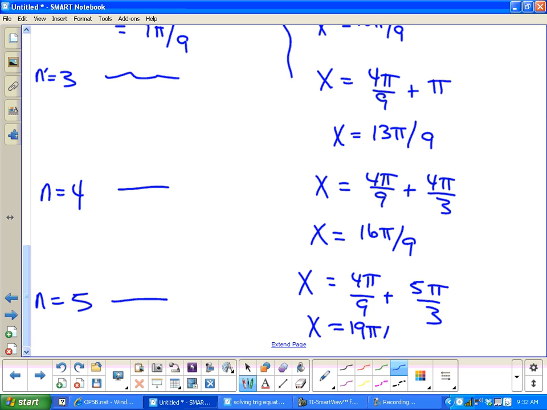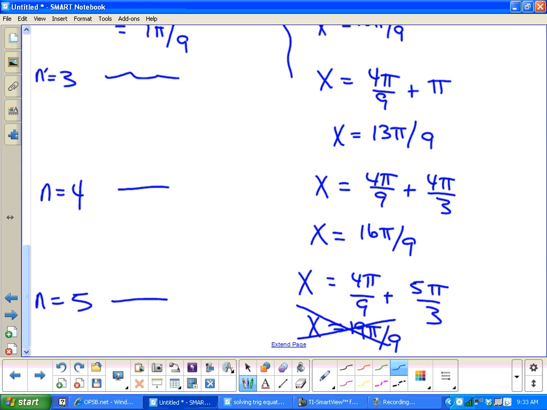Now, 19 pi over 9 is bigger than 2 pi. Do y'all understand why? Because 9 goes into 19 two times with some left over. Okay, so this one's too big. Now, when you get to one that's too big, thank God you get to stop. All right, do we have any solutions here?